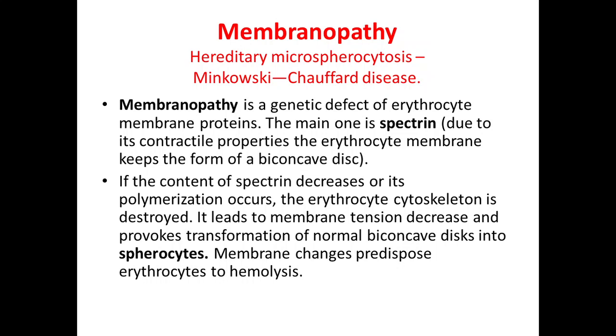Due to its contractile properties, the erythrocyte membrane keeps the form of a biconcave disc. If the content of spectrin decreases or its polymerization occurs, the erythrocyte cytoskeleton is destroyed. It leads to a decrease in membrane tension and provokes transformation of normal biconcave discs into spherocytes. Membrane changes predispose erythrocytes to hemolysis by macrophages.